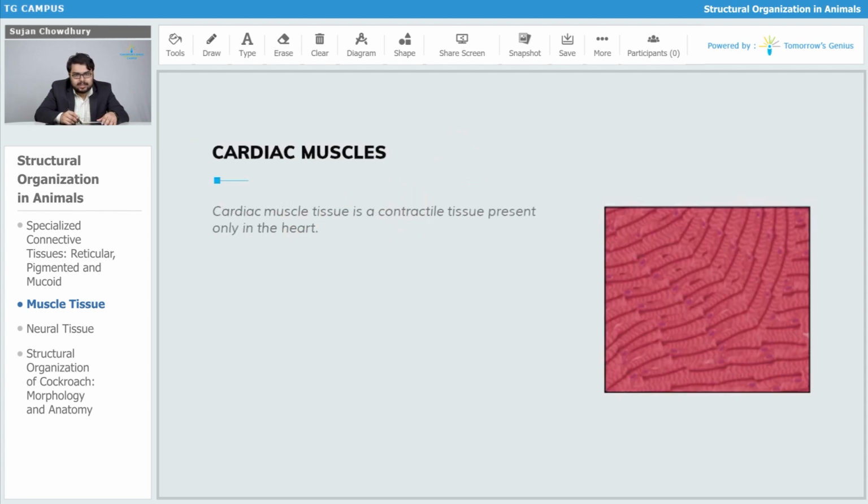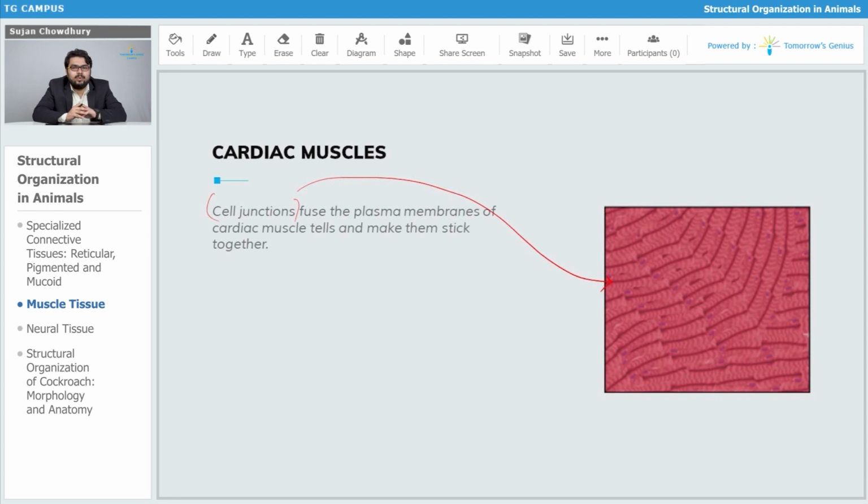Let's talk about the cardiac muscle now. The cardiac muscle tissue is a contractile tissue present only in the heart, and definitely you can observe striations in it, characteristic striation. Cell junctions fuse the plasma membrane of cardiac muscle cells and make them stick together. So a specialized type of cell junction is observed in these cells which make them stick together as their plasma membranes fuse. We know that very well.